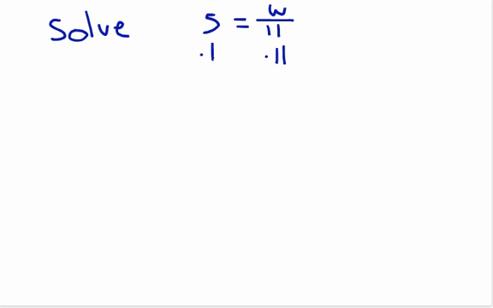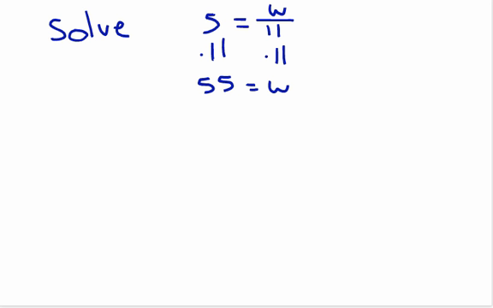For a practice problem, we're just going to try to solve 5 equals w divided by 11. Well, what side do I want to look at? What side has the variable, w divided by 11? I want to have the w by itself, and that's a division. So what's the opposite of division? Multiplication. So I'm going to multiply this side by 11, and I have to do the same thing to the other side. So I get 55 equals w.